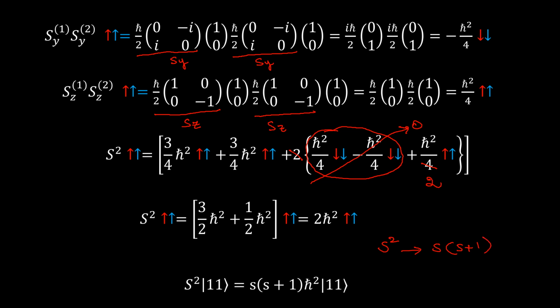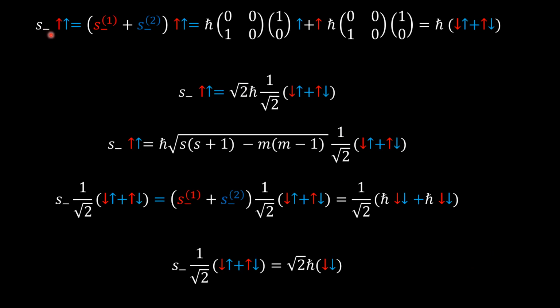So here S is 1. So 1 plus 1 is 2, 1 into 2. S squared is equal to 2 actually. Sorry, S into S plus 1 times h cross squared. You will get h cross squared, which is equal to 2 h cross squared. That's what we got here. 2 h cross squared, both states are up.